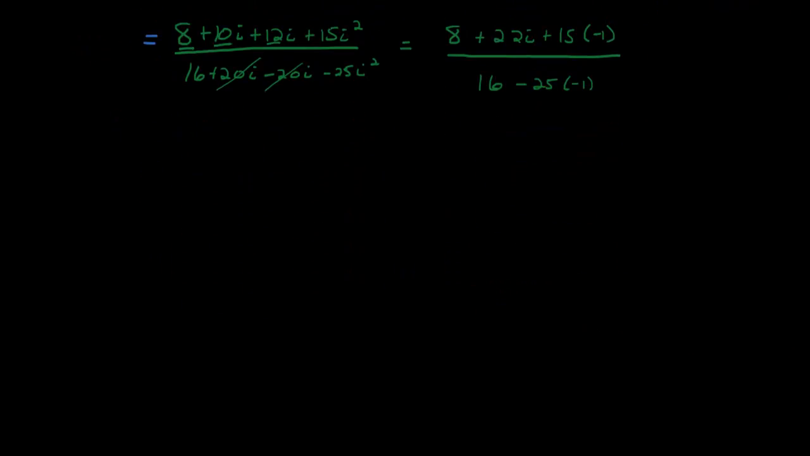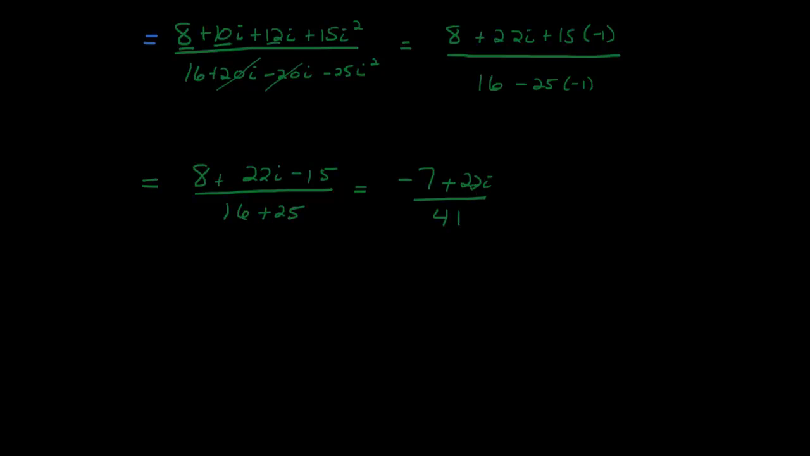Continuing this problem through, we will have 8 up on top minus 15, so we're going to have 8 plus 22i minus 15, and this will be all over 16 plus 25. 8 minus 15 gives you a value of negative 7, still plus 22i, and this will be all over 16 plus 25, which gives you a value of 41. And this, to me, is an acceptable answer.